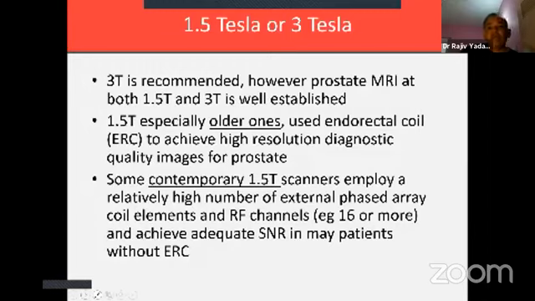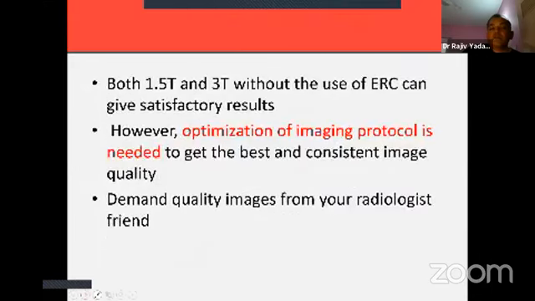Older 1.5 Tesla machines are also known to be used. So, with the current understanding, a 3 Tesla machine or the contemporary 1.5 Tesla scanners are good enough for good imaging quality of an MRI. Regarding the endorectal coil, again, a newer version of a 1.5 Tesla machine and also a 3 Tesla machine can give good images without use of the endorectal coil.